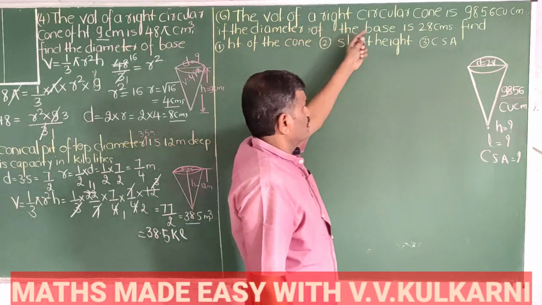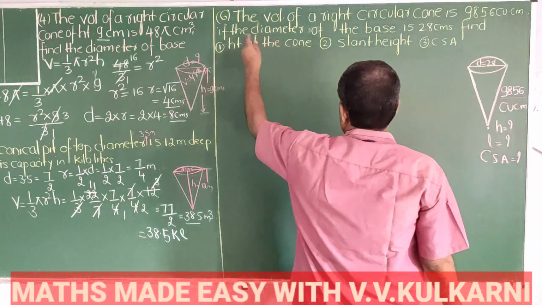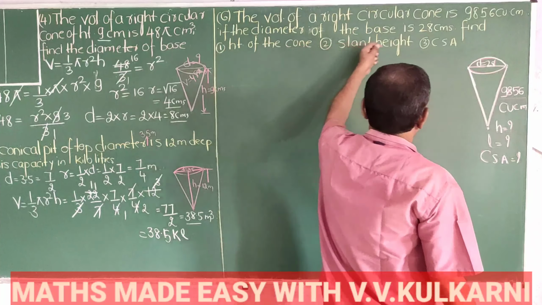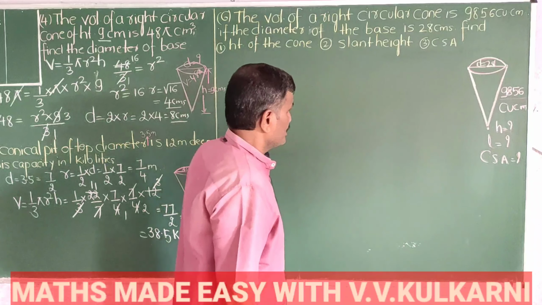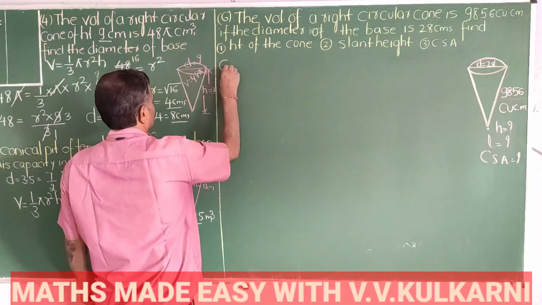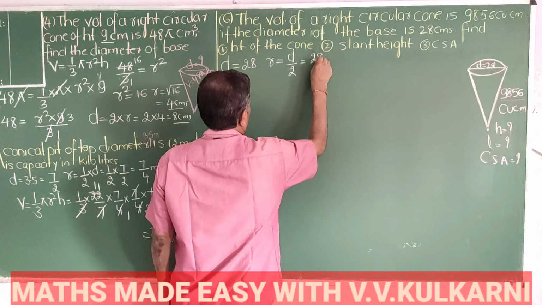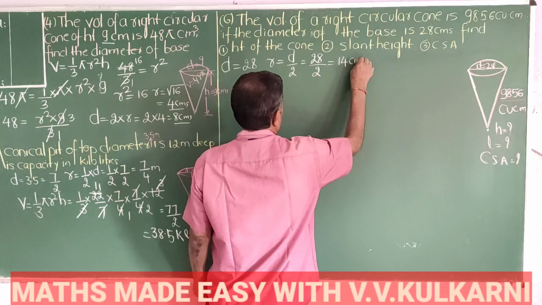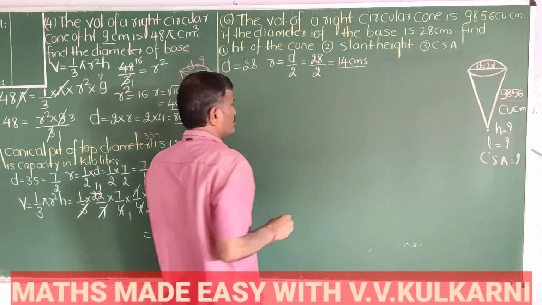The volume of a right circular cone is 9856 cubic centimeters. If the diameter of the base is 28, find the height of the cone, slant height and curved surface area. See, volume and diameter are given to you. If diameter is given to you, the first thing that you should do is calculate the radius out of it. So radius is equal to diameter divided by 2, and that is 28 divided by 2, which is equal to 14 centimeters.